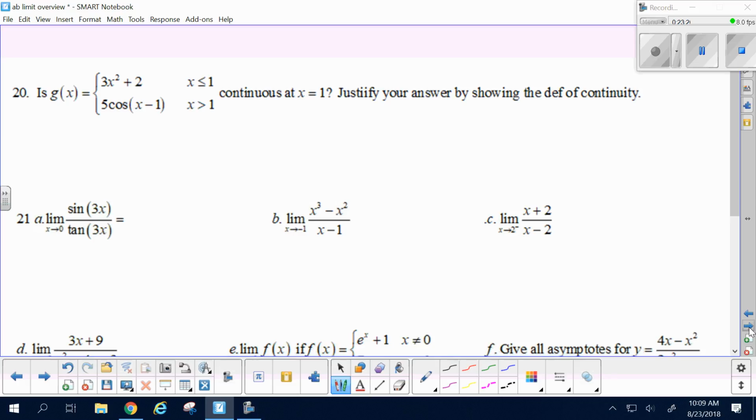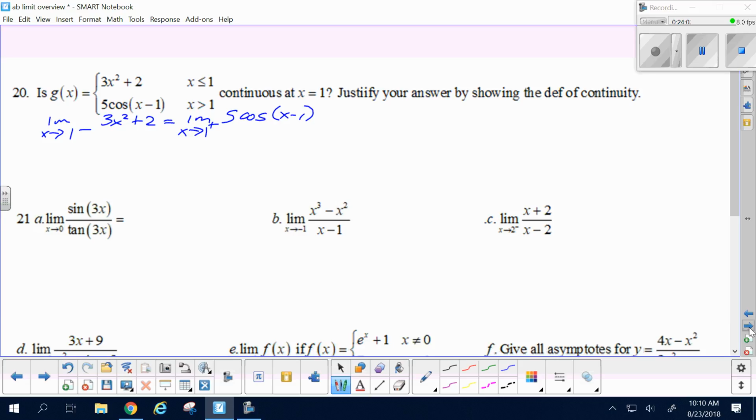All right. So in the back, number 20. Did you get a bunch of 5s in continuity? Okay, bunch of 5s. If you got a bunch of 5s with limits, then you're good. Would you agree? The limit from the left of 1, the right, 5 cosine of x minus 1. Would you concur? Okay. And that equals the point itself.